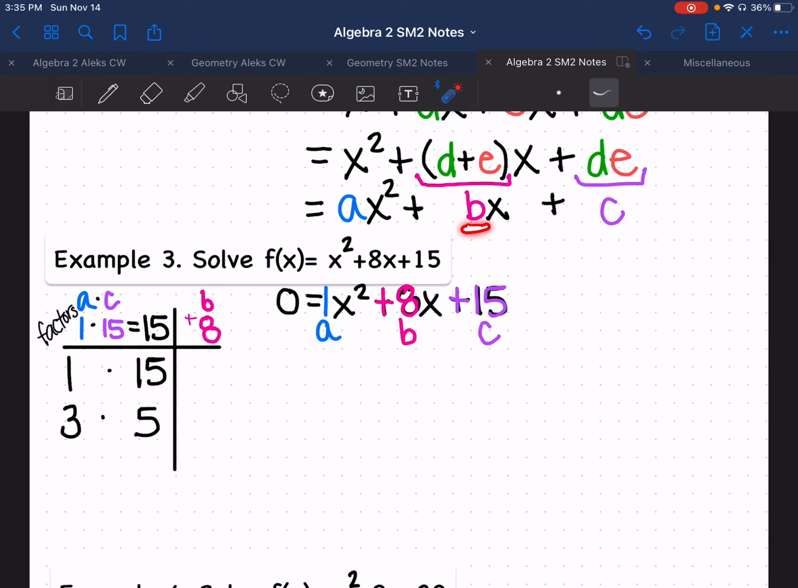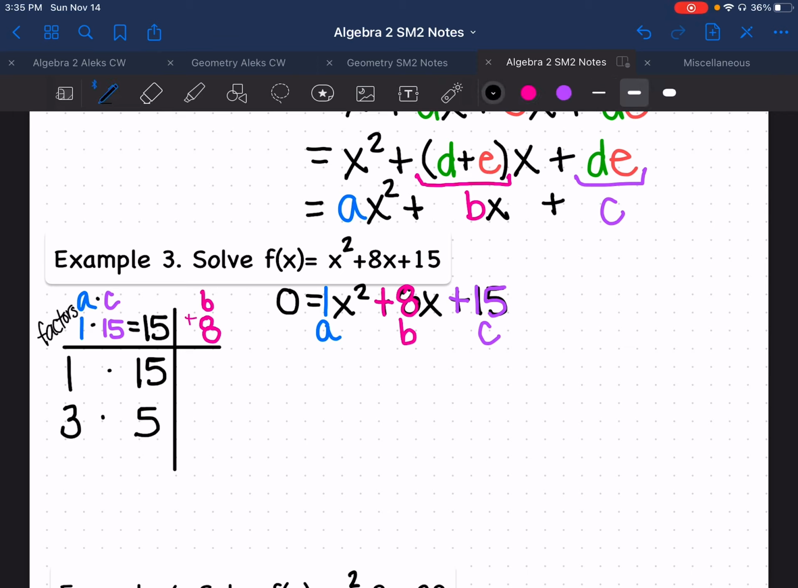Well, how do I get that B term? I take my D and E, which came from my factors of C, and I add them together. So this little multiplication, I'm now going to change it to a plus. Since 8 is positive, everything is positive or everything is negative. That's the only way it can work. But remember, when I add a negative plus a negative, I get a negative. So everything is positive in this case.